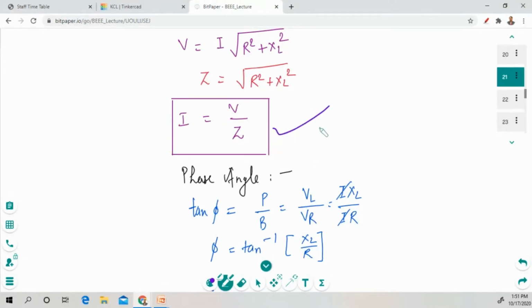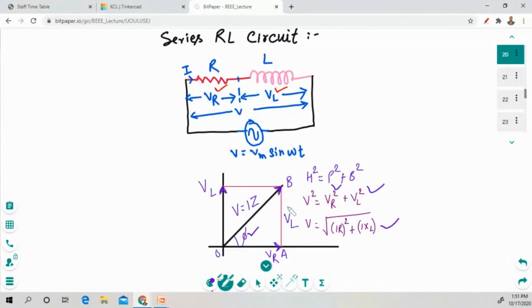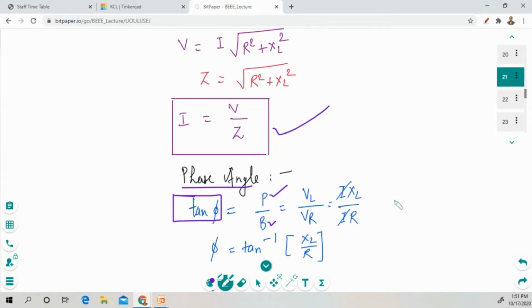After that we have to calculate the phase angle. The phase angle can be calculated with the help of tan of phi. So tan phi is equal to P upon B, where P is the perpendicular and B is the base. We have to put the values across the perpendicular and base. Across the perpendicular the value is VL, across the base the value is VR. So we put these values in the equation, solve it, and find the phase angle phi is equal to tan inverse of XL upon R.